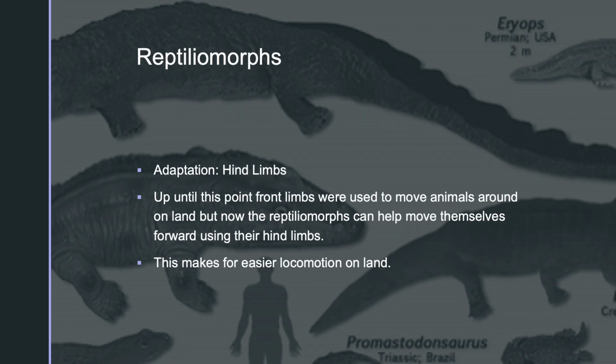Reptiliomorphs' adaptation was hind limbs. Up until this point, front limbs were used to move animals around on land. They pulled themselves around, but now with hind limbs, they're able to move themselves forward with easier motion.